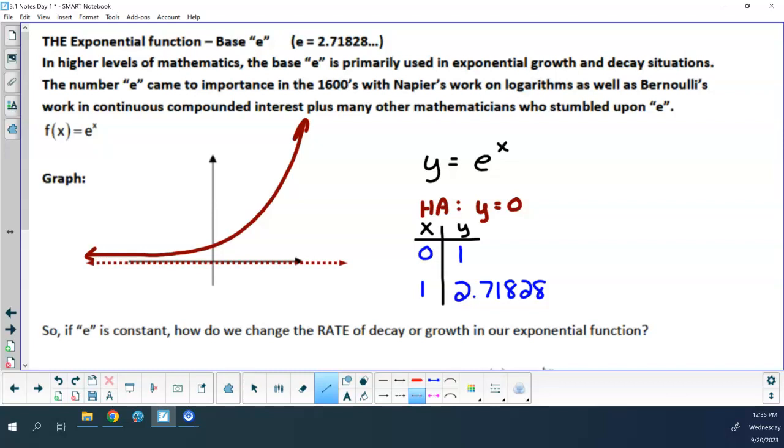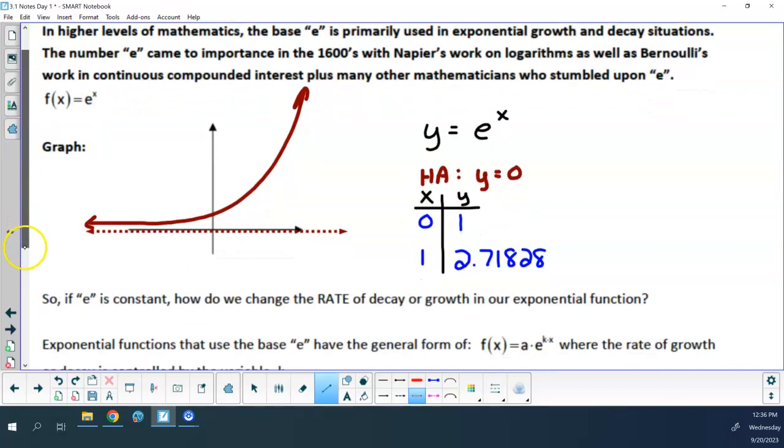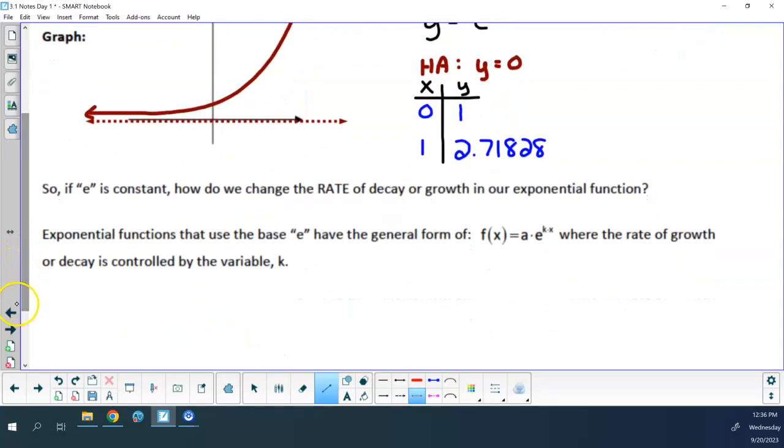Okay. Now, you may be saying to yourself, why E? Why do we need it? Well, here's why you need it. One, your banks need it, because your bank continuously compounds your interest. So that's off of a function based off of E. But where we need it the most is it makes our growth and decay much easier.